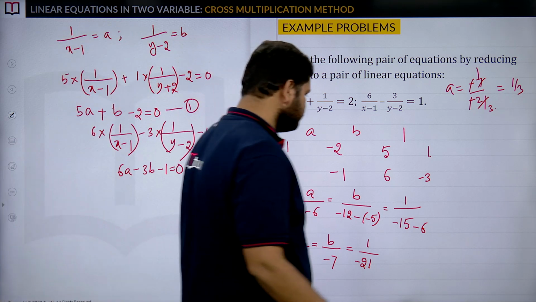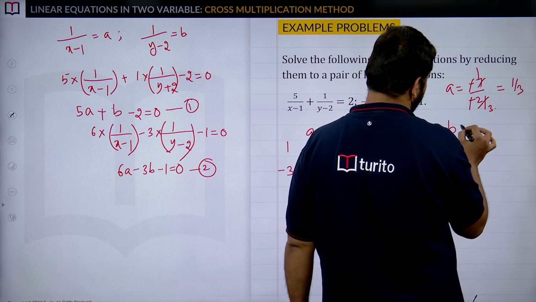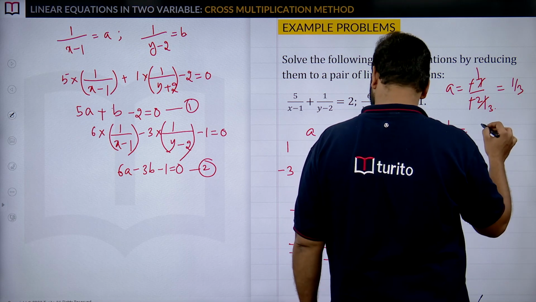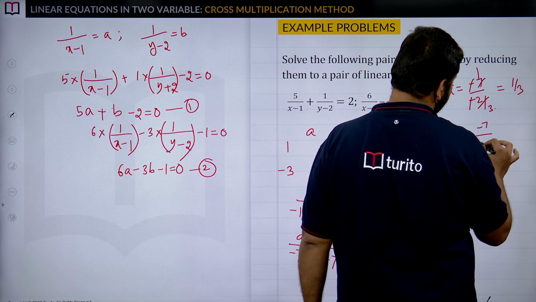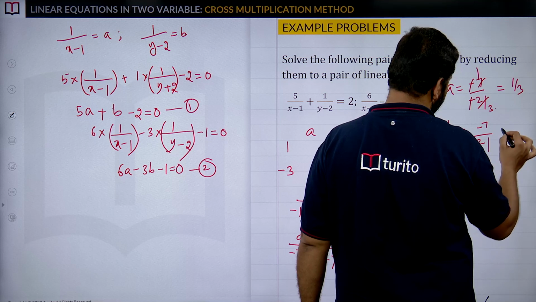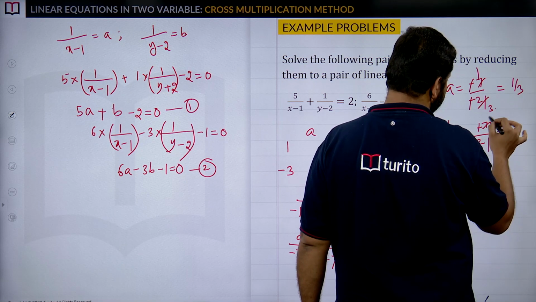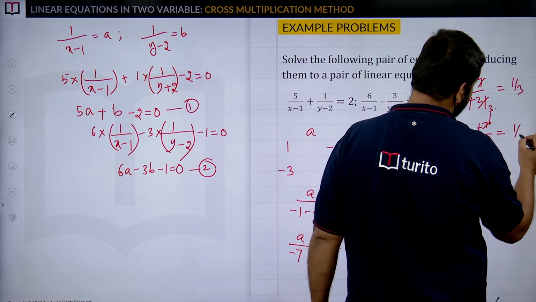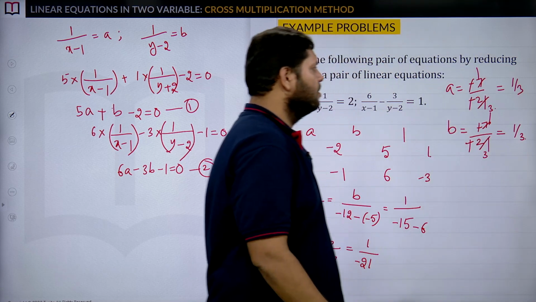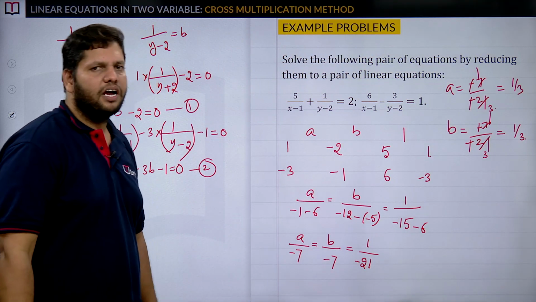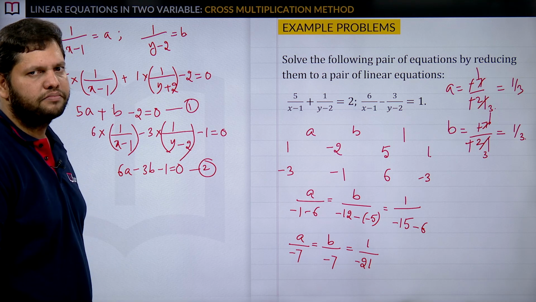And B value. Again we can write as what, children? B is minus 7 by minus 21. So minus minus cancel, 7 ones are, 7 threes are. So I can write as 1 by 3. Children, A is equal to 1 by 3 and B is equal to 1 by 3.